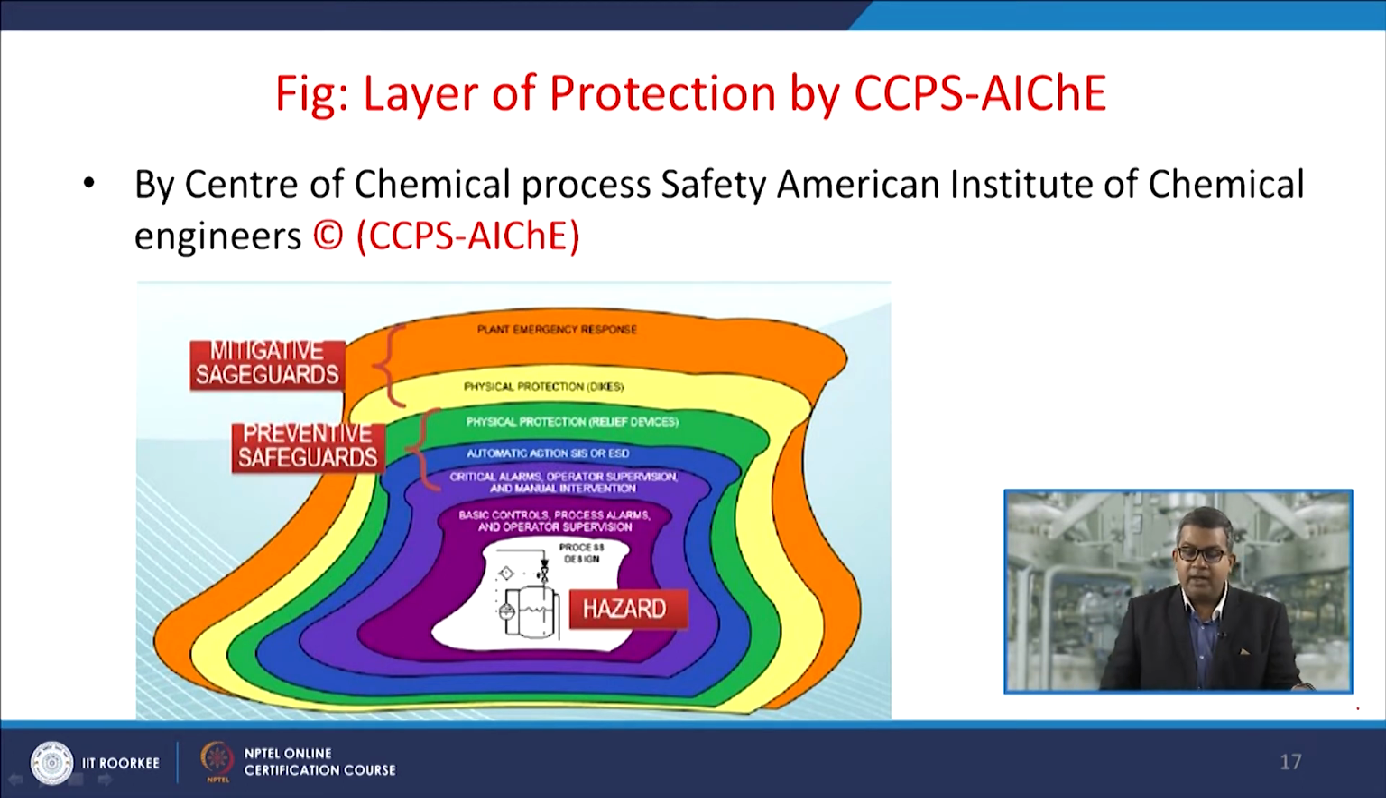Now, let us discuss the layers of protection by CCPS AIChE. CCPS stands for Center for Chemical Process Safety, and it is a branch of the American Institute of Chemical Engineers. This is the foremost body of chemical engineers across the globe. You can see that there is a hazard present here, and then you need to take the process decision. Then there are certain basic controls, process alarms and operator supervision. Then the critical alarms, operator supervision and manual intervention. This is another layer. Then the automatic actions or SIS for various systems, then the physical protection or relief devices. So these are the preventive safeguards. Once they fail, then the physical protection like dikes, and the plant emergency responders are the mitigative safeguards, so that it cannot propagate further.